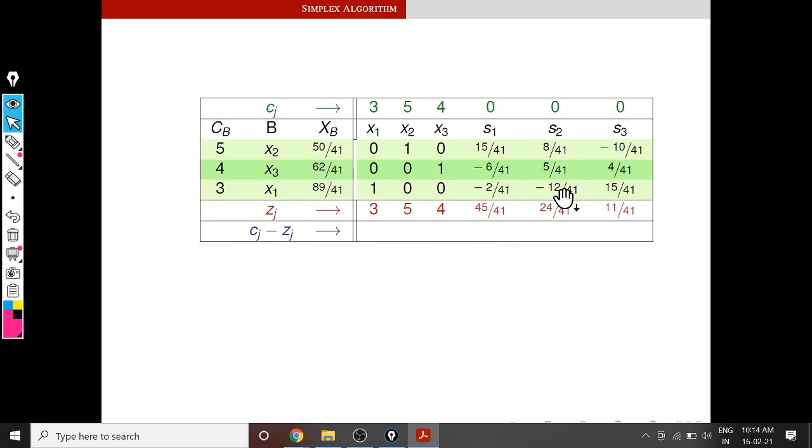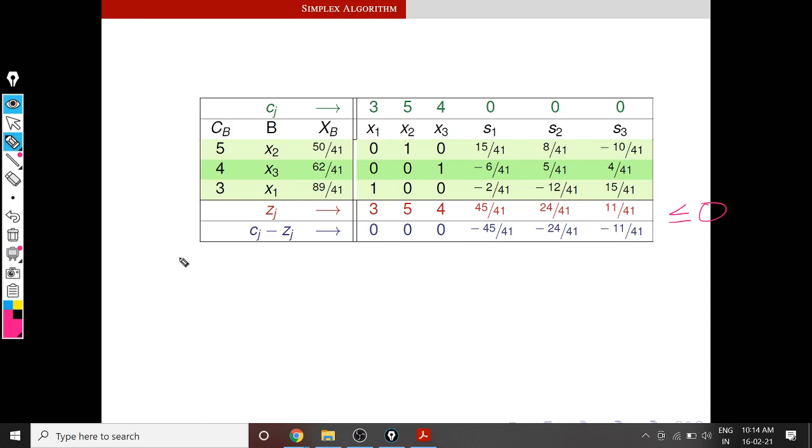ദെൻ അഗെയിൻ ZJ കമ്പ്യൂട്ട് ചെയ്തു, CJ minus ZJ കമ്പ്യൂട്ട് ചെയ്തു. Now basic variables are X1, X2, X3. So they are 0, 0, 0. Okay, and all the other entries are negative. That means this table is optimum because all the entries are less than or equal to 0. So present table is optimum.